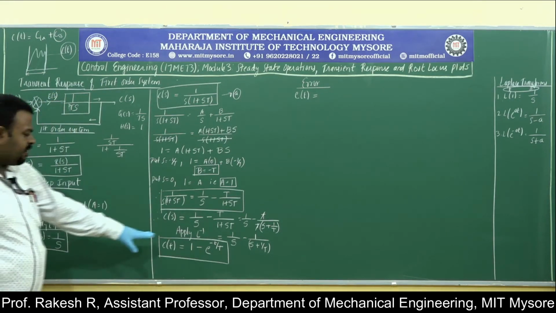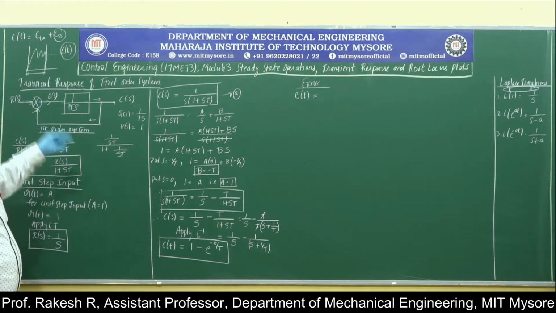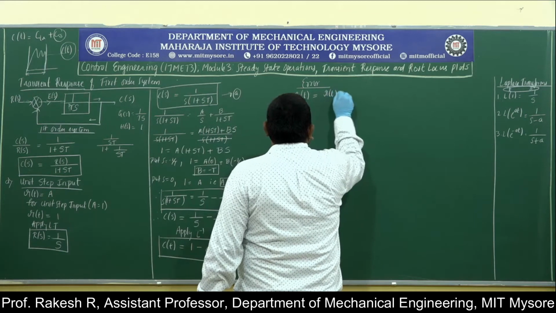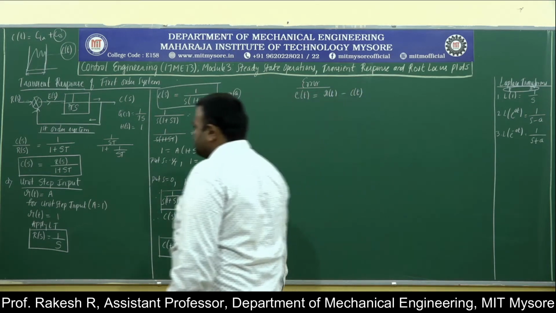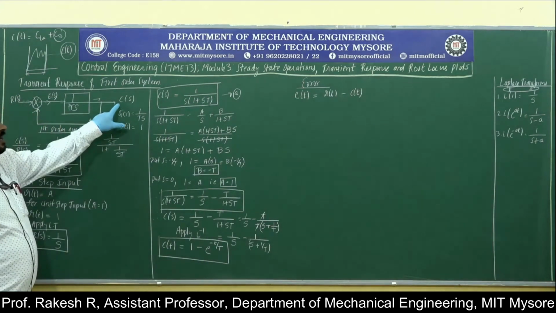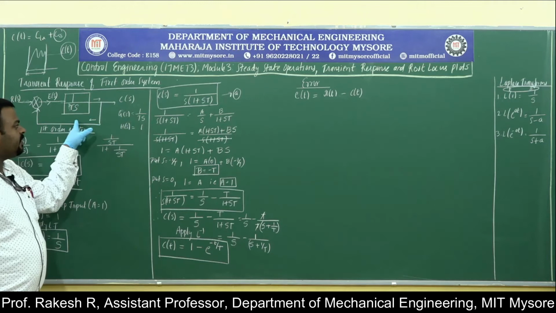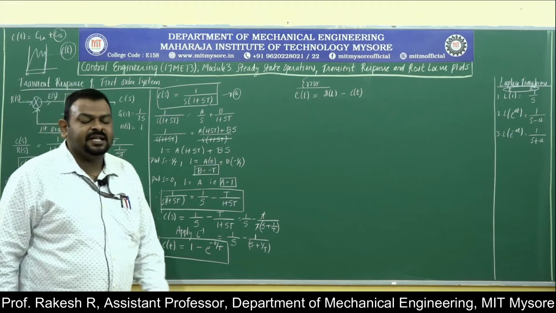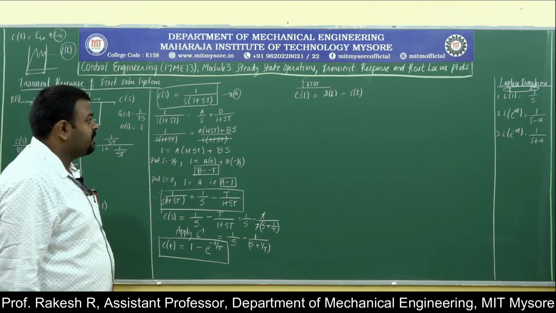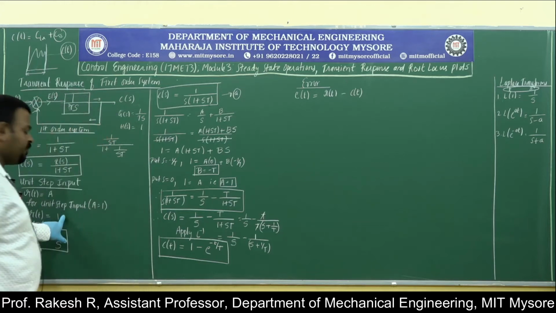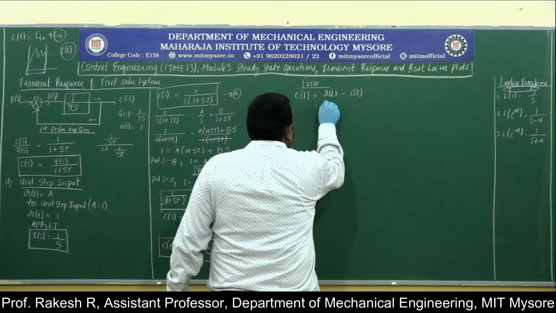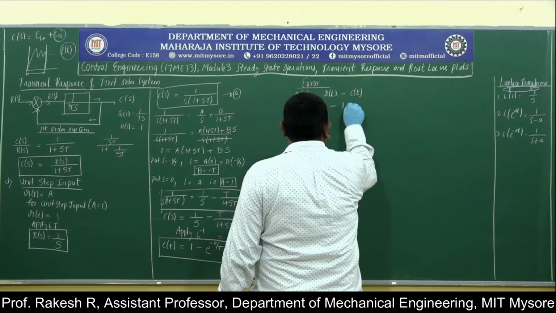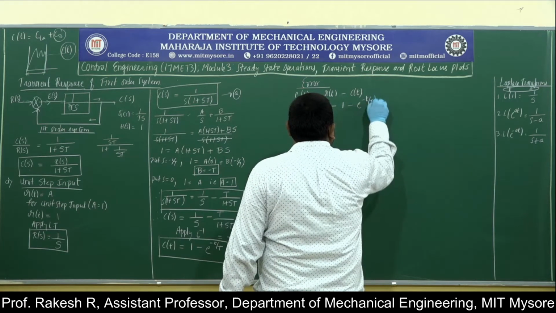So I directly have an equation in C of t, and I will write the error in terms of t only. Error is nothing but the reference input signal minus the controlled output signal. Since it has unity feedback, H of s is equal to 1. Whatever output we obtain is itself the feedback signal for this type of system. What is R of t? R of t is 1, minus C of t. C of t is this one, 1 minus e to the power of minus t by T.